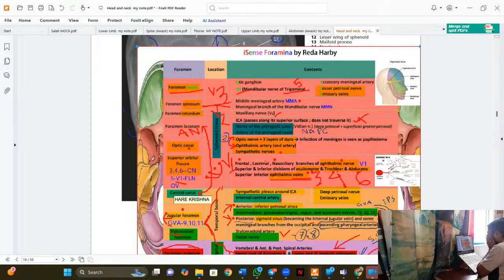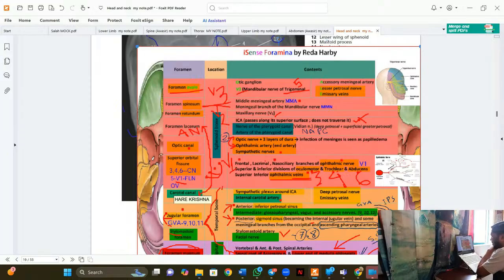Superior and inferior division of the oculomotor nerve, frontal, lacrimal and nasociliary division of the ophthalmic nerve, superior and inferior division of the ophthalmic vein, and trochlear and abducens nerve.